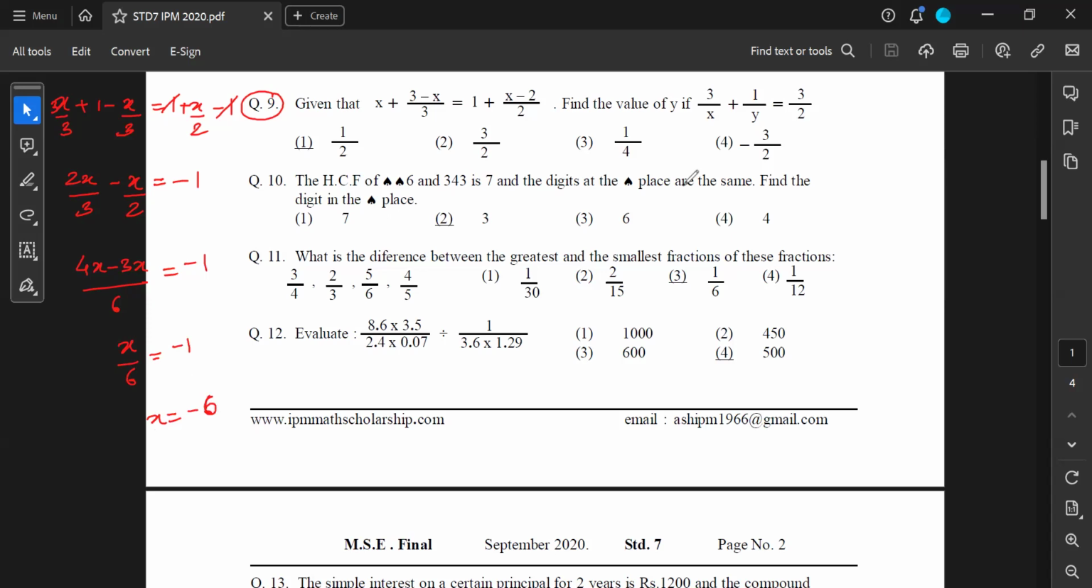Excuse me, sir. Yes. Sir, we have to find the value of y in the question, not x. Oh, value of x. Correct, correct. Thank you. Thanks a lot.